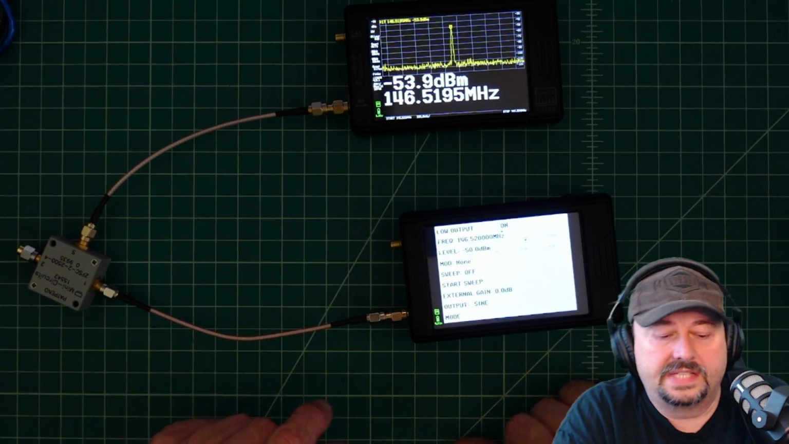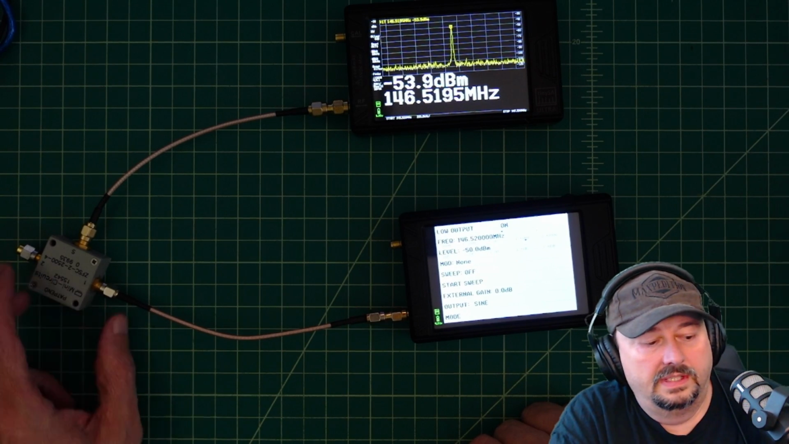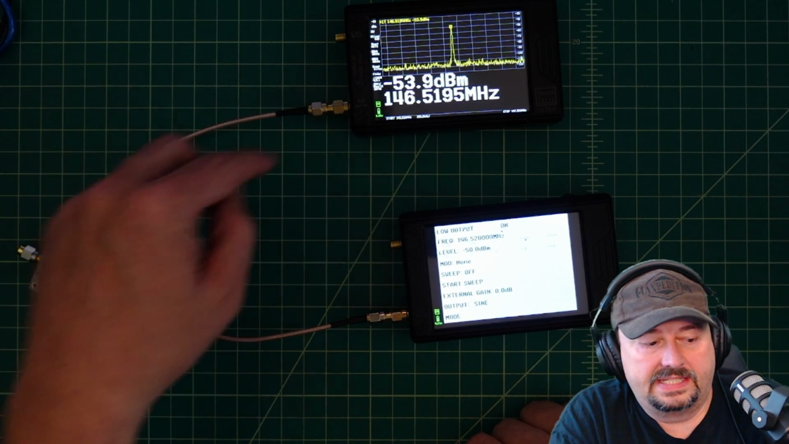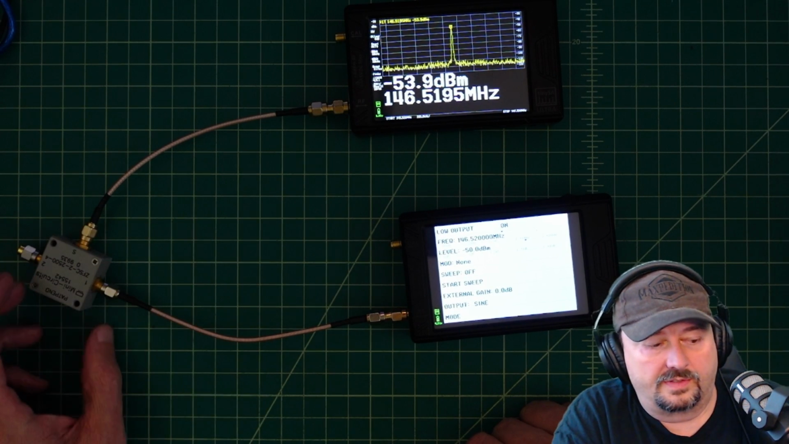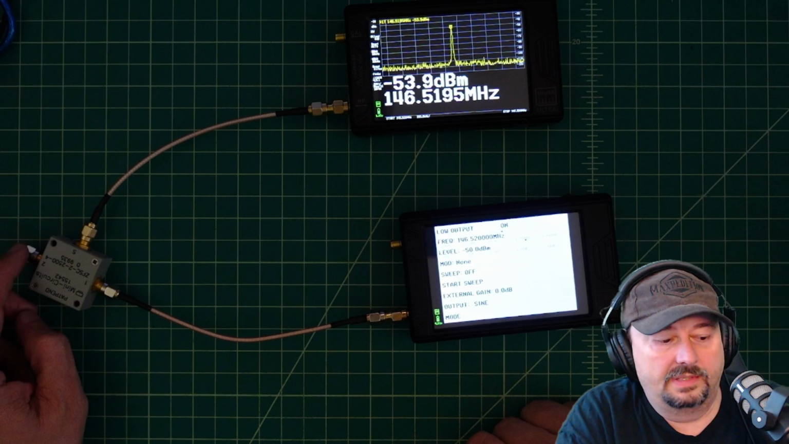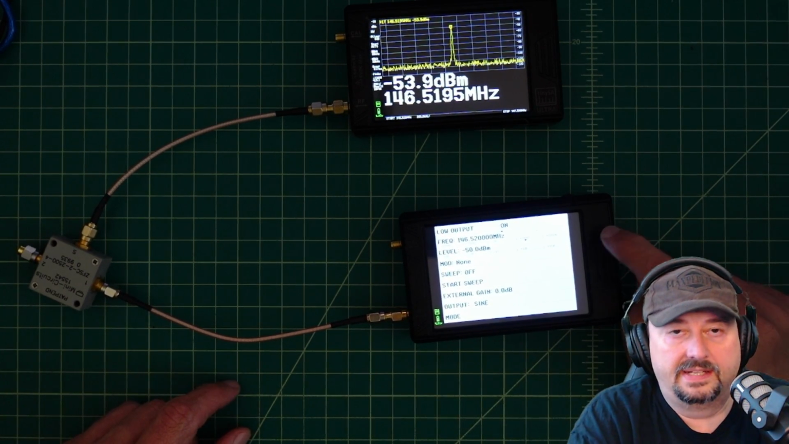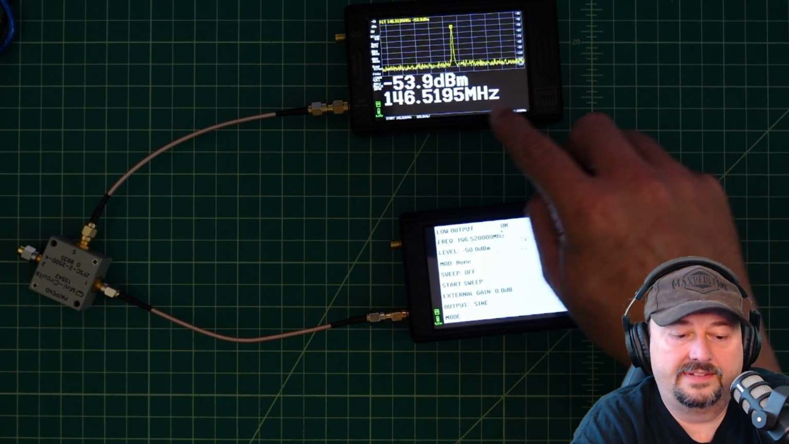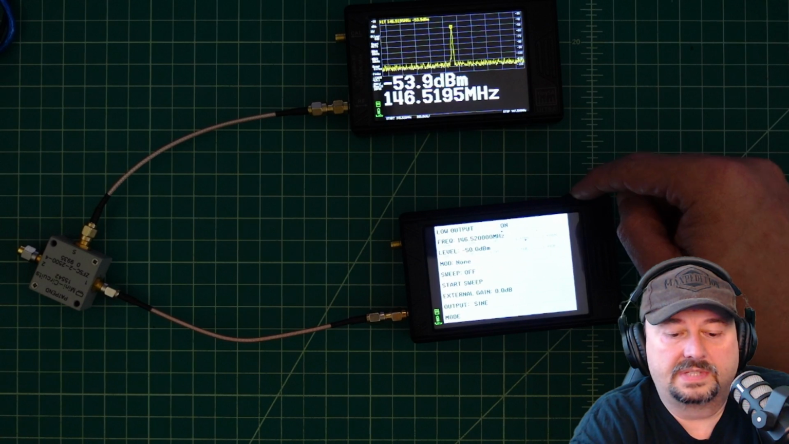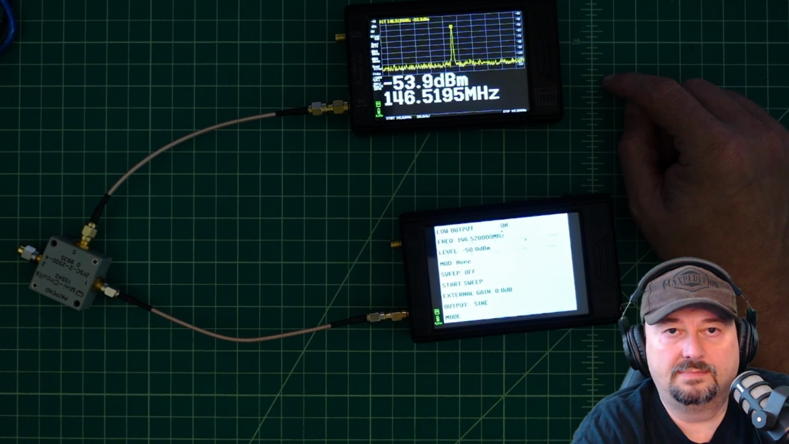Okay, so now we are set up with our Tiny SA going into port one, and we are measuring with this Tiny SA coming out of S, or the source. So this would be the reverse direction. We have our 50 ohm dummy load here on port two. We have a negative 50 dBm signal here, and what we're reading over here is negative 53.9. So that's telling us that we have 3.9 dB of loss.